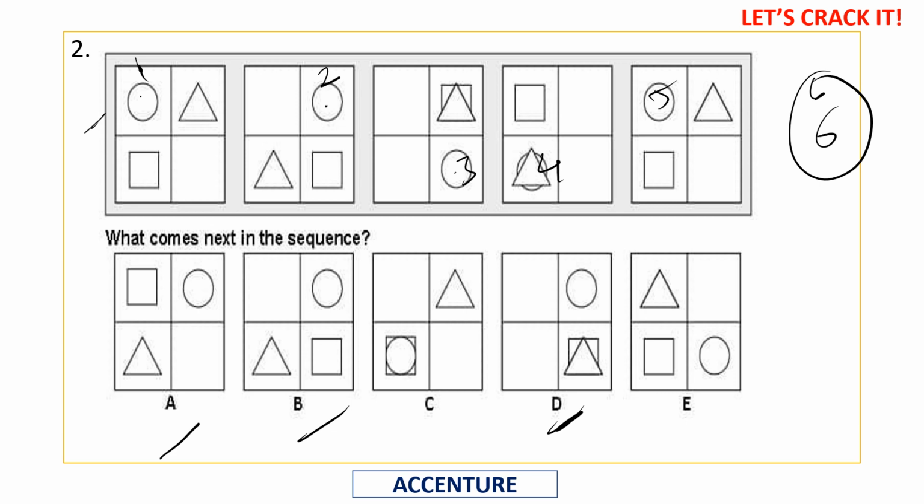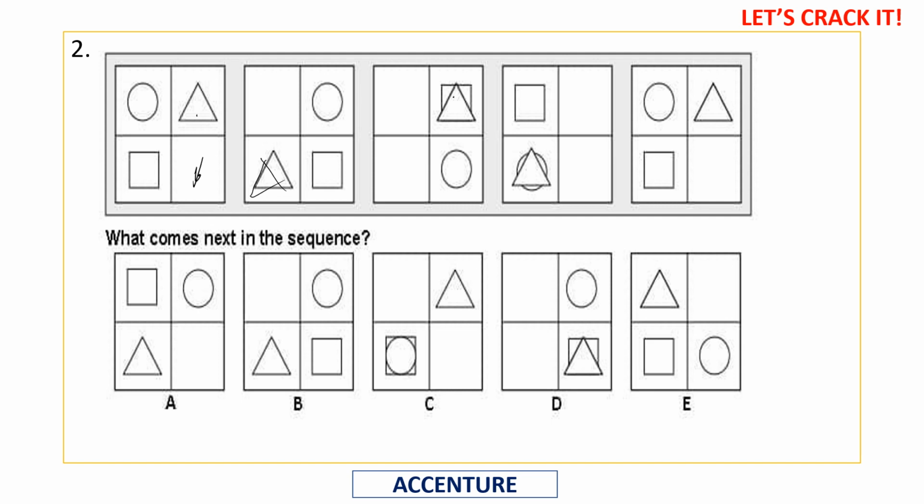Now let's go for the triangle. If you look at the triangle in each of these boxes, we can say that the triangle is skipping the middle box. In the next figure, it skipped this box and came here. So the triangle is skipping one. In the next figure, the triangle will be here. So option A or option B, D is ruled out.